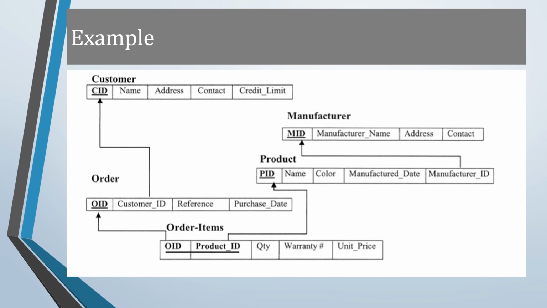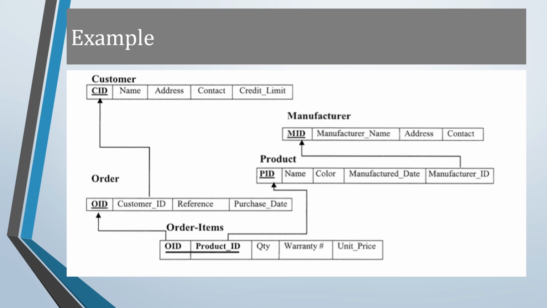This is another way of representing the schema diagram. Here we have 5 relations. The customer relation has the attributes customer ID, name, address, contact and credit limit. Among these, CID is the primary key and it is shown as the underlined word. Manufacturer consists of 4 attributes. Among them, MID is the primary key.